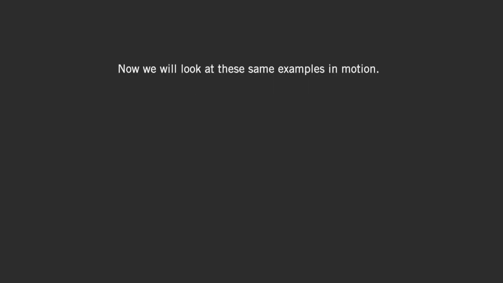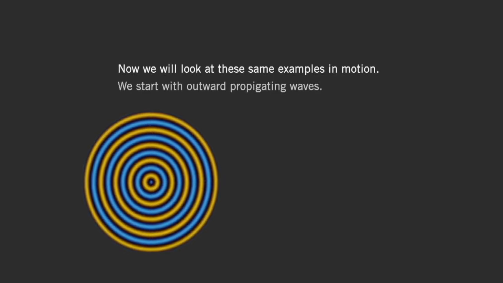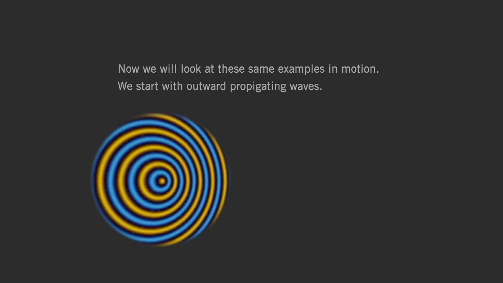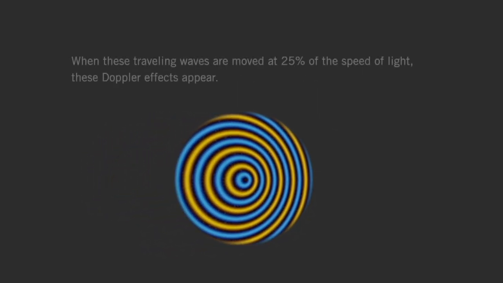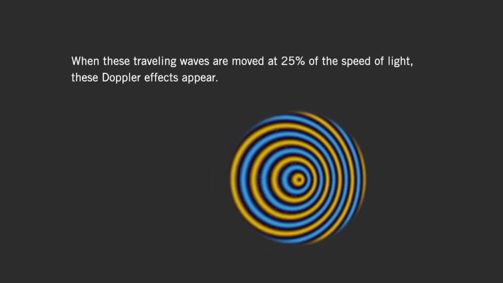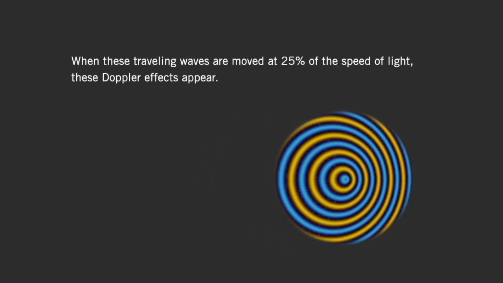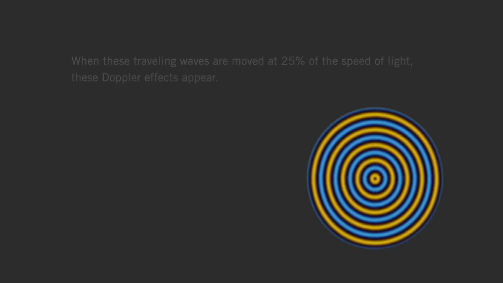We have been viewing the prior examples in a stationary frame of reference. Now we will look at these same examples in motion. We start with outward propagating standing waves. When these traveling waves are moved at 25% the speed of light, these Doppler effects appear. With no motion, the undistorted traveling waves return.